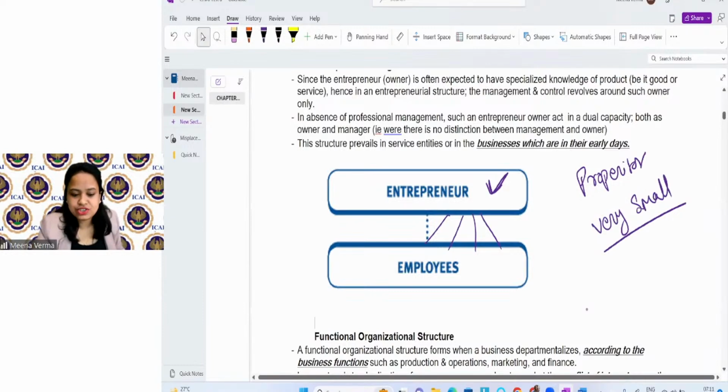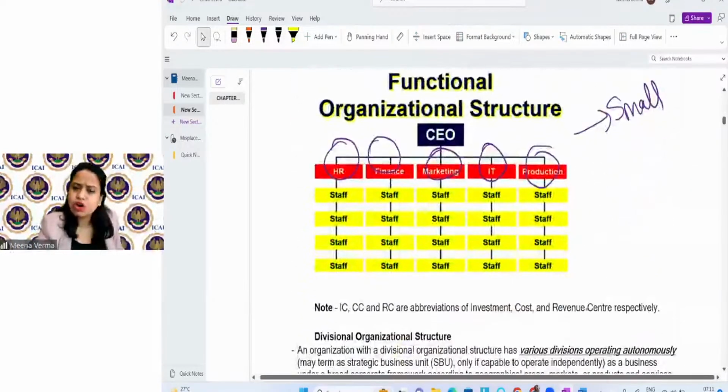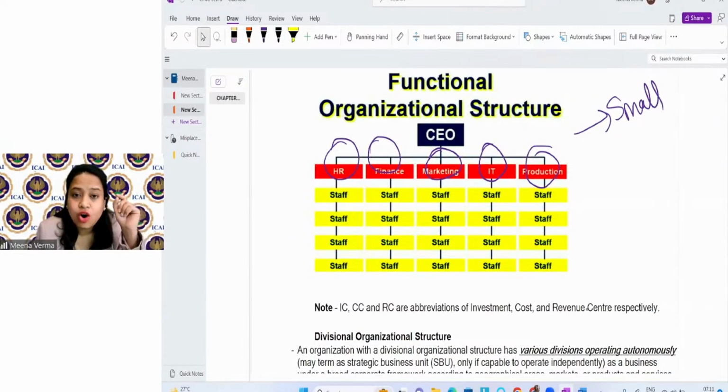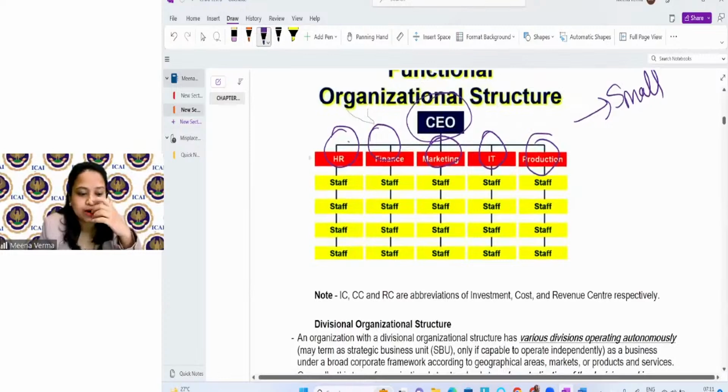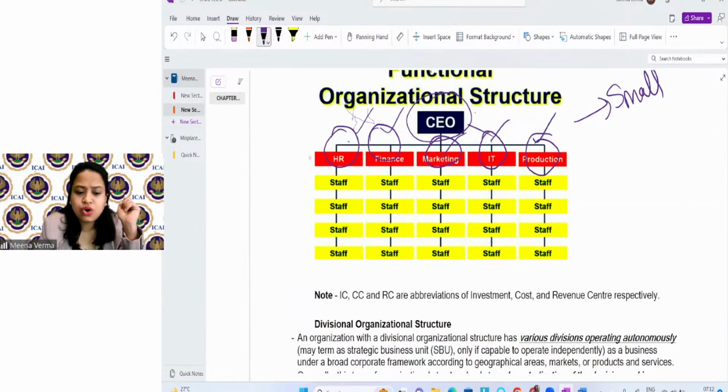Very small organization can have this type of structure. Small organization or a medium organization can have this type of structure. What type of structure? Functional organizational structure. So in case of functional organization, they have an organization, but in the organization, they have classified different functional areas, like HR department, finance department, marketing department, IT department, production department. So the organization can have different functional areas.